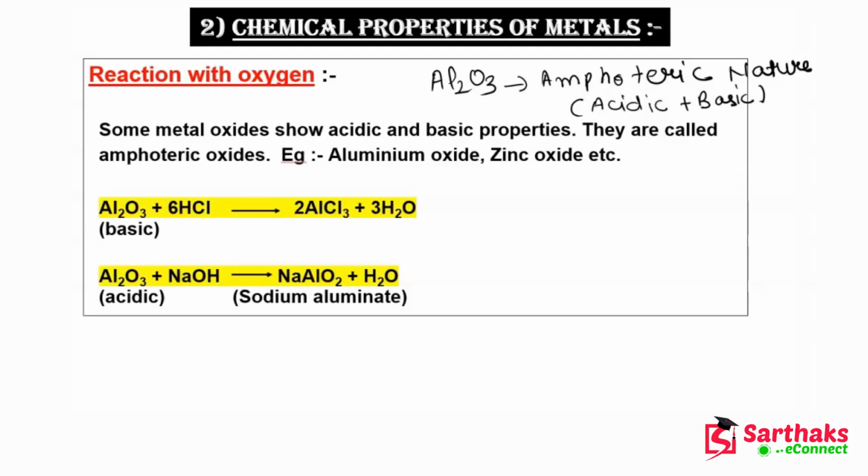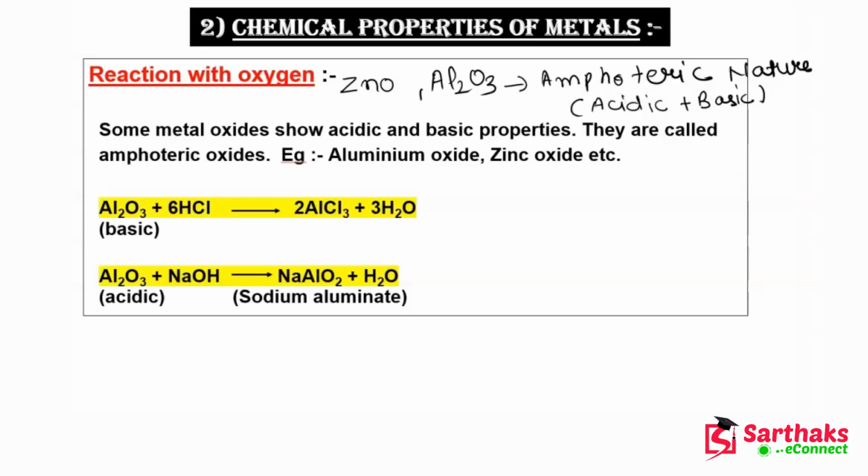Now there are other examples as well. ZnO. This ZnO is what? This is zinc oxide. So this zinc oxide is also an example of an amphoteric oxide because it will also show both acidic and basic behaviors. Now guys, we will see when it shows the acidic nature and when it shows the basic nature.